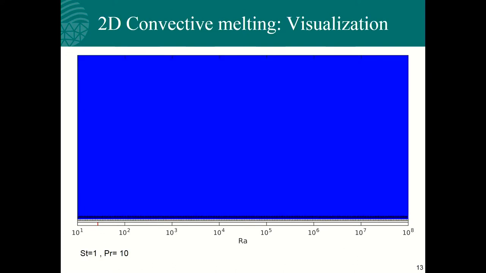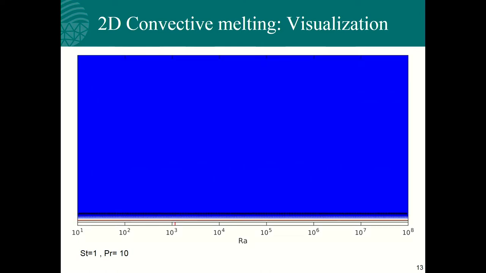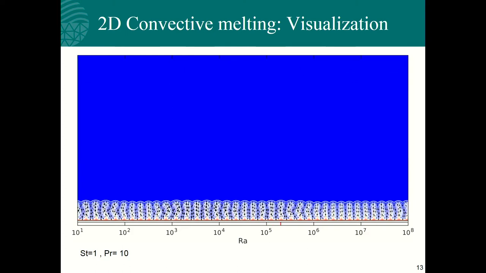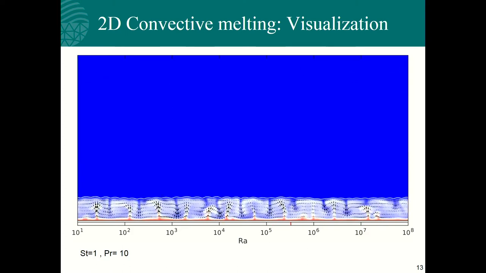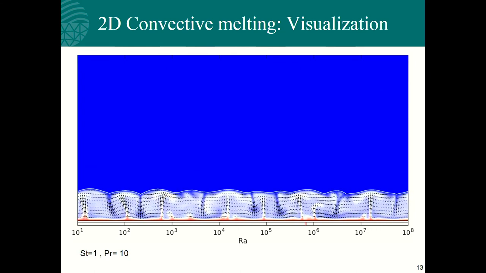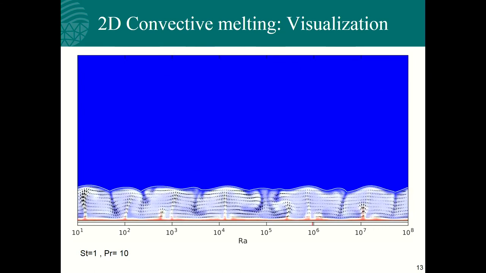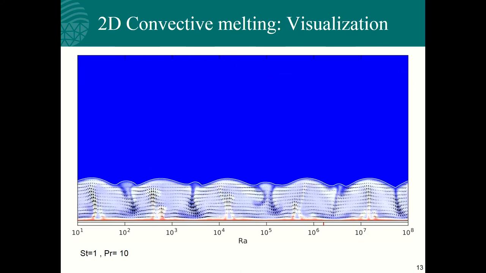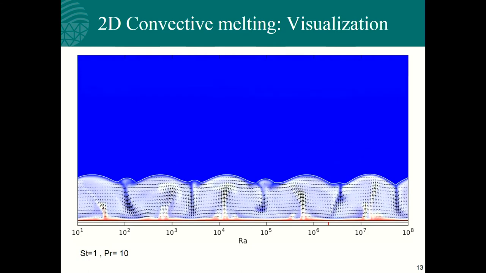Before going further, let me show you a movie to see what is happening qualitatively in the system. First, this system starts at Stefan 1, Prandtl 10. We heated up the system from the beginning so that the interface is moving parallel. It's flat. And then we see the convection appearing in the system. This convection goes further and further.